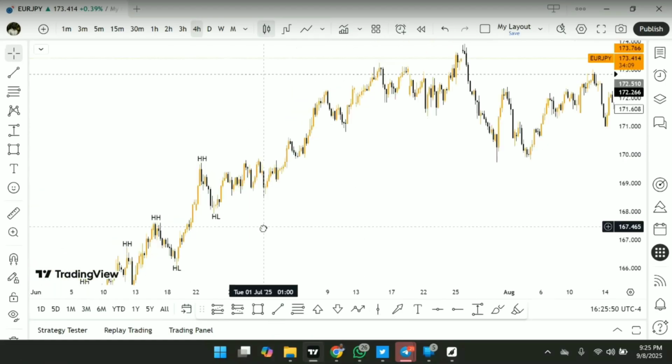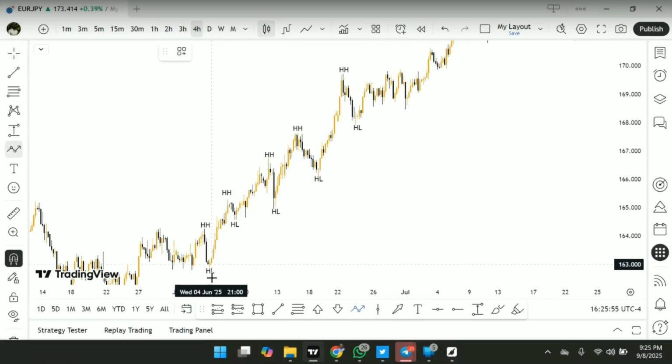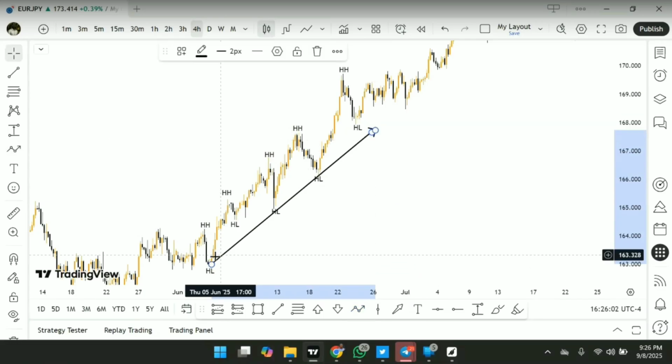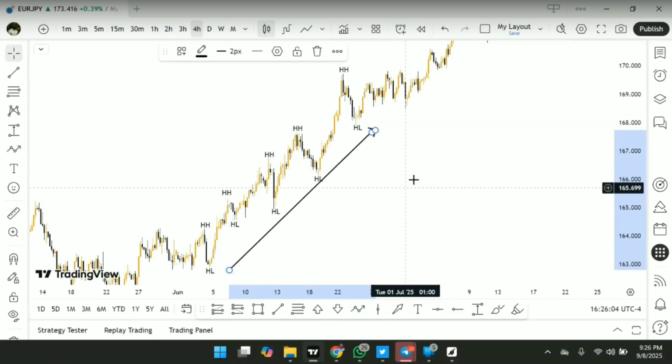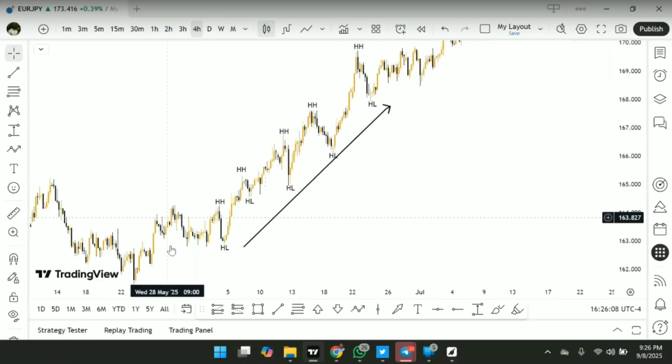So this one is an uptrend, giving us a series of higher highs and higher lows. So this is a bullish market, or a bullish trend. Whatever I'm going to be doing, I'll always be looking for opportunities to buy within this range.